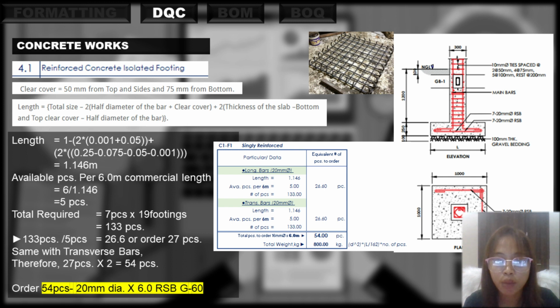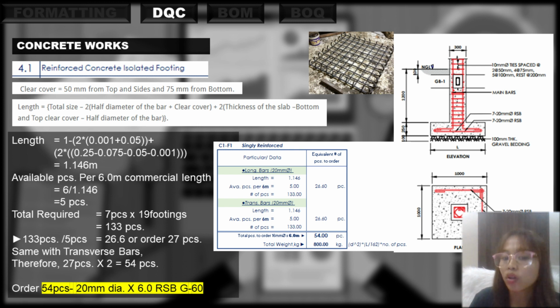Now, to determine the number of rebars to be ordered, we choose the available commercial length to be ordered, which ranges from 6 meters, 7.5 meters, 9 meters, 10.5 meters, and 12 meters. For this instance, we select the 6 meters commercial length. So, for each 6 meters, we have 5 pieces containing the computed unit length of 1.146. That is 6 divided by 1.146. We have 5 pieces containing the computed unit length.